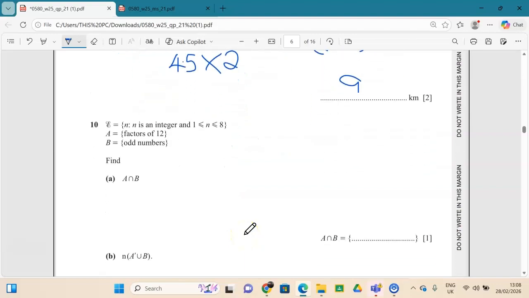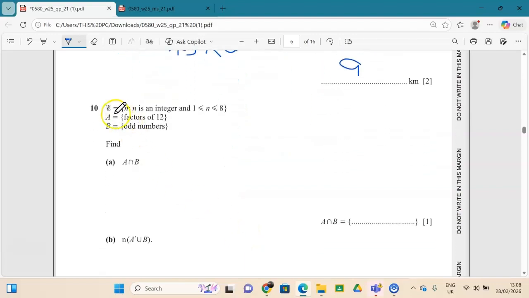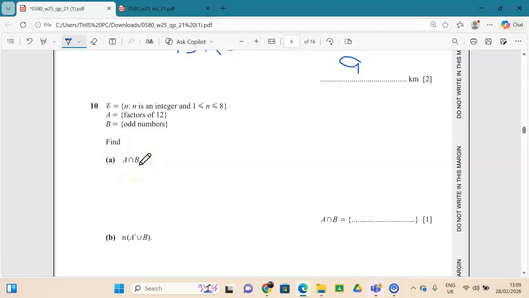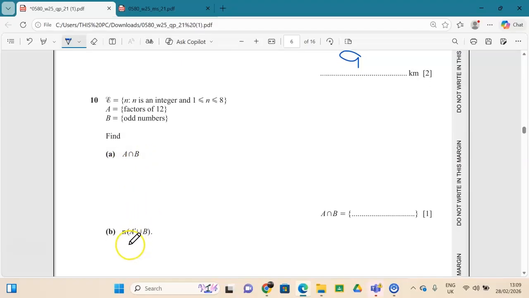Now, let's look at this. Number 10 says, this is the universal set, where n is an integer, and 1 is less than or equal to n, which is less than or equal to 8. So first of all, what would you do? You're looking for A intersection B, and you're also looking for the cardinality of A union, what? A complement union B.